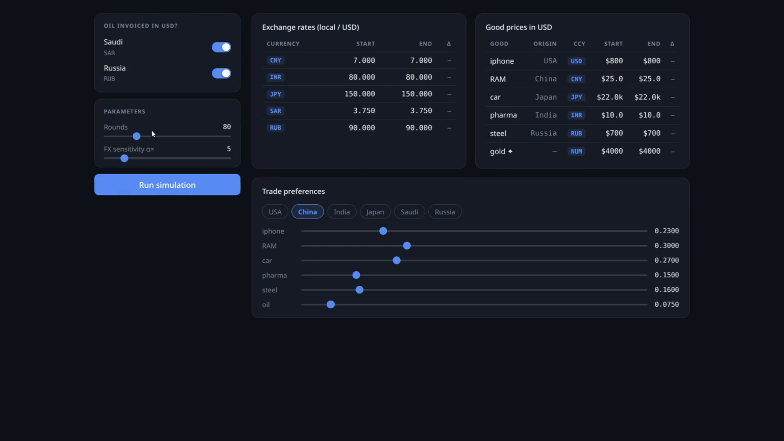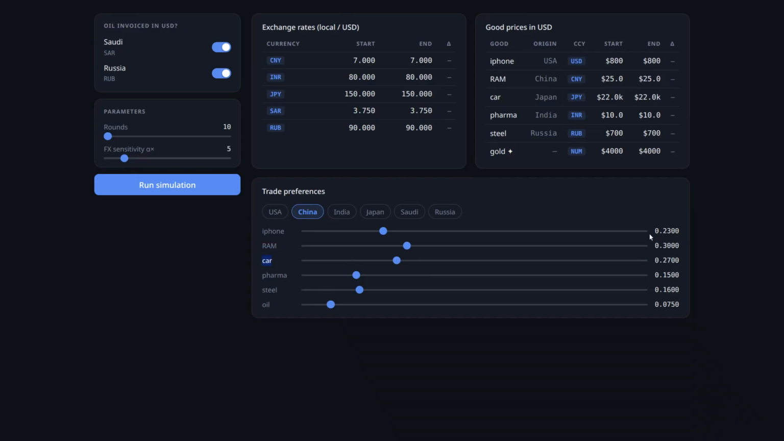So we have multiple rounds, and each round you can consider 1 month. We can run the simulation for 10 months and nothing happens. The prices remain stable, right? That's the purpose of the simulation. First, we have a stable economy, nothing changes. All the prices and the currencies remain stable over time. But we can see what happens when things change. For example, here we have trading preferences between China and the others, like how many iPhones, how many units of RAM, and so on.